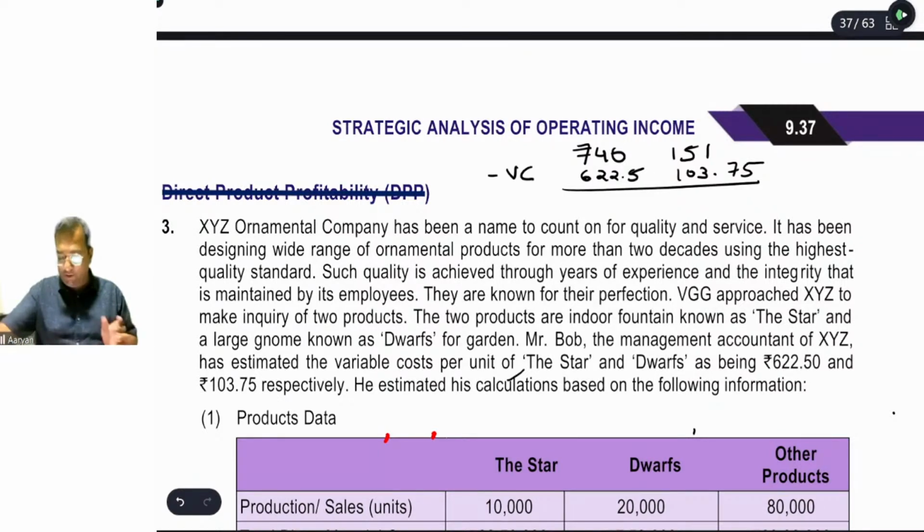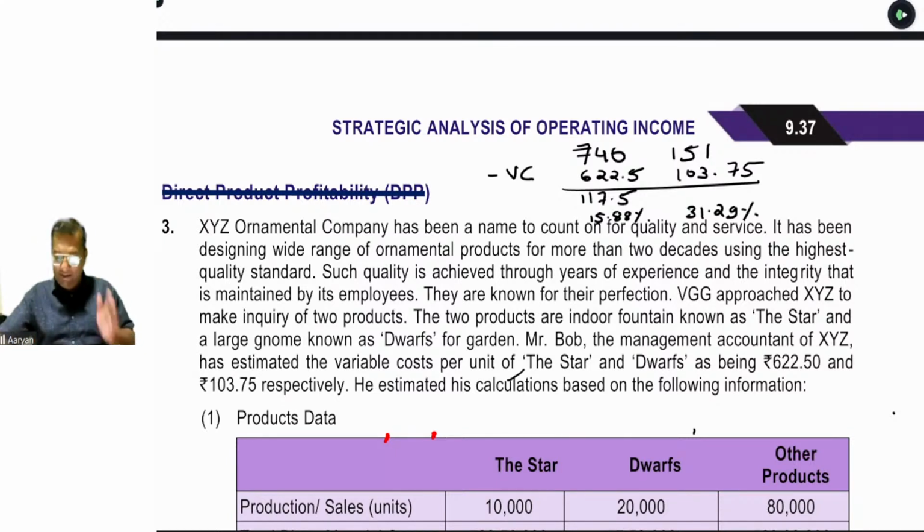So what is the contribution per unit? 740 minus 622.5, it's 117.5. When converted into percentage term, it will be 15.88%. And for the second product, it's 151 minus 103.75 divided by 151, so it's 31.29%. So if the company is following the existing, that is the traditional method of recovery of overhead, then as per that only the second product should be accepted, because it is providing us the minimum PVR of 28%.